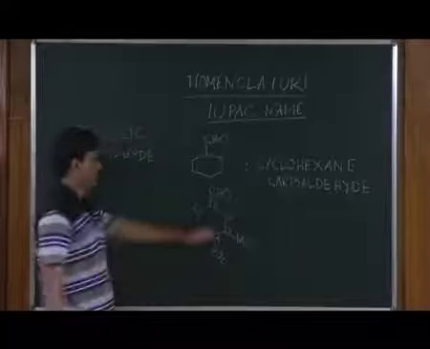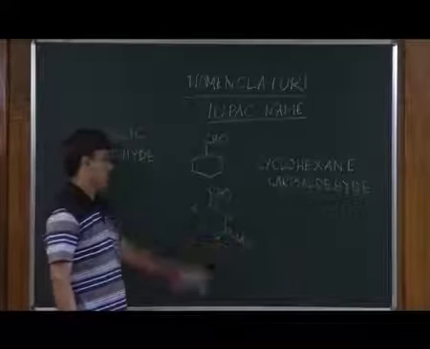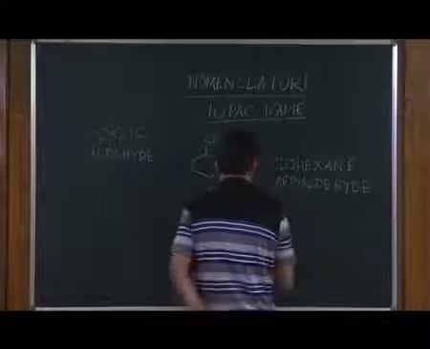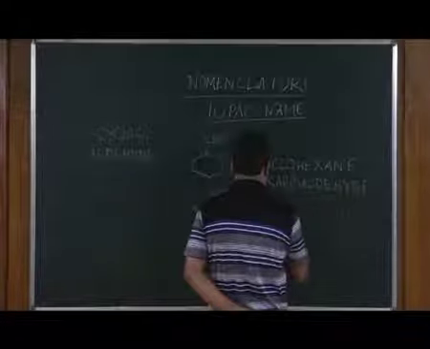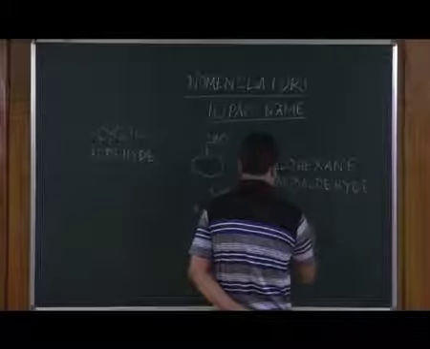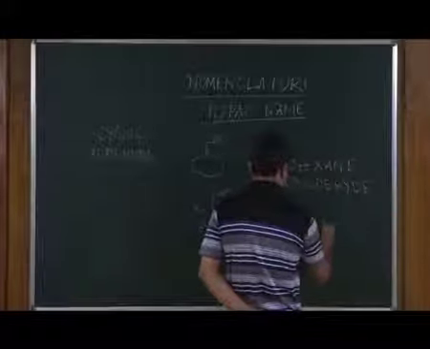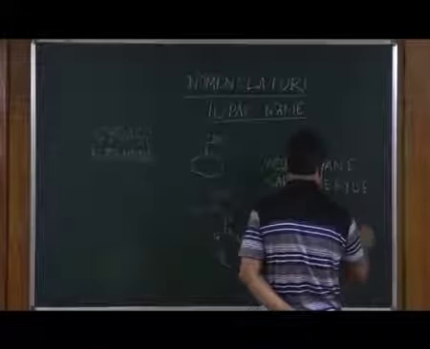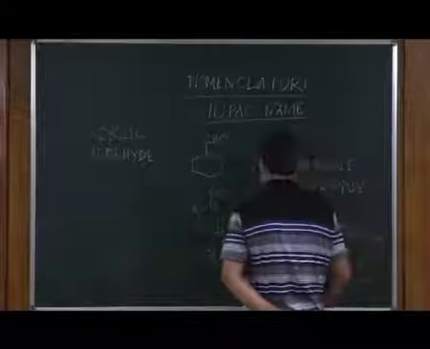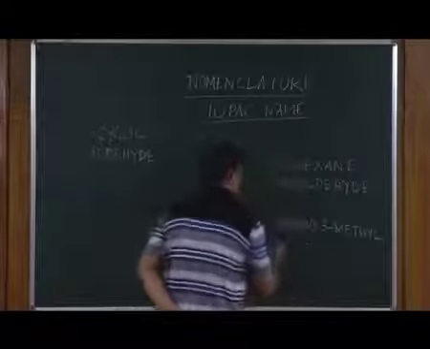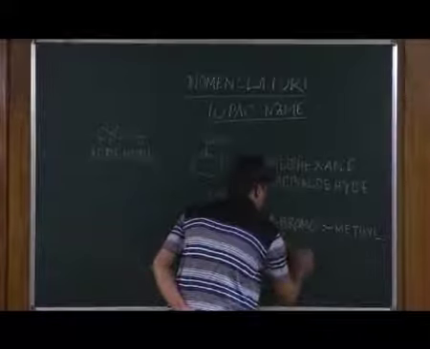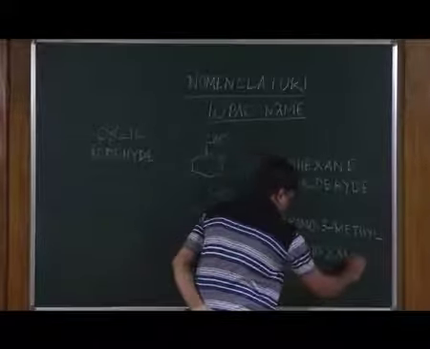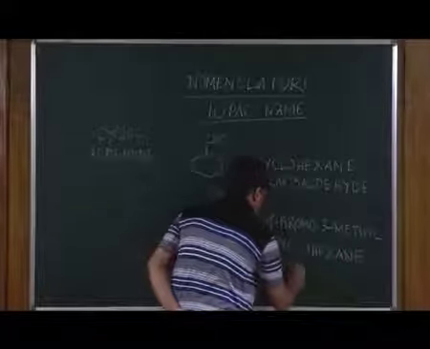What will be the name of this compound? Here there are substituents. So, you have to arrange the substituents in alphabetical order. So, 4-bromo-3-methyl cyclohexane carbaldehyde.